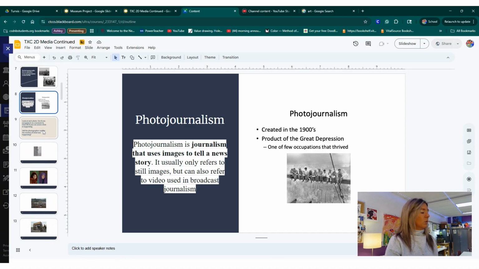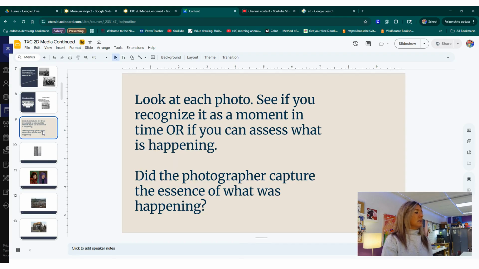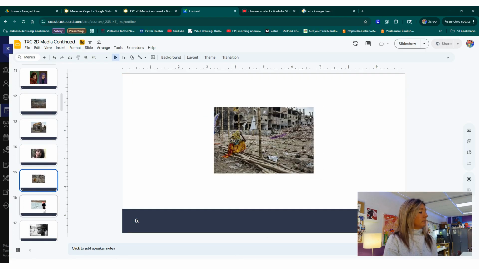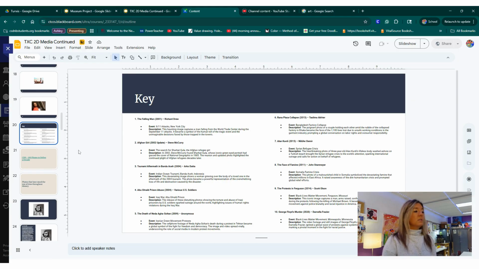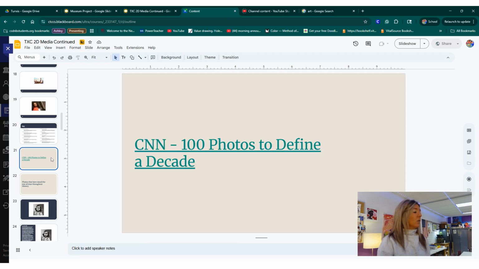So again, I have some open-ended questions. This is an activity for you to do independently. You're going to look at each of these photographs and you're going to see if you can place them. These are well-renowned photographs that have stood the test of the decade. Let's go through a few of them. There is a key for you to see if you are able to place them. I grabbed these photos from CNN's 100 Photos to Define a Decade.